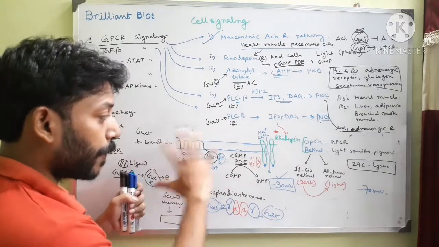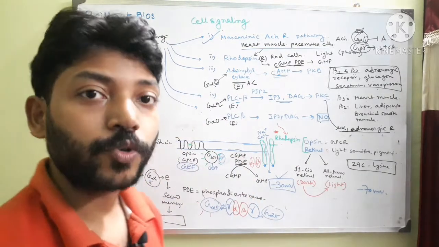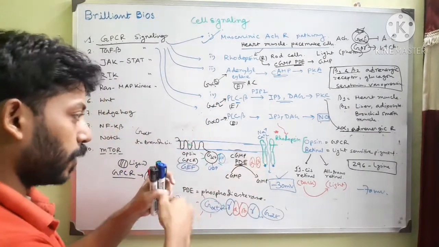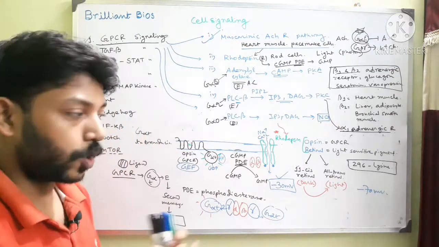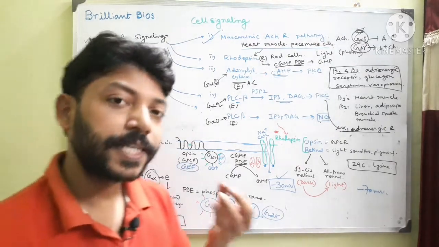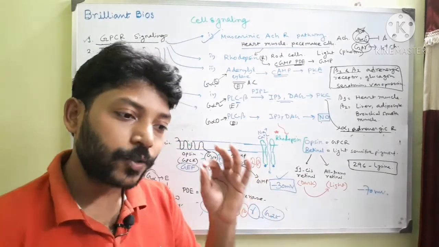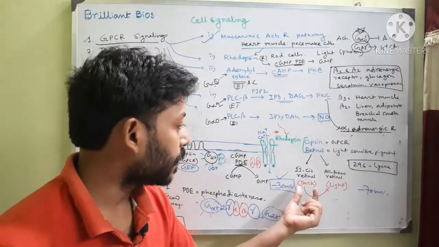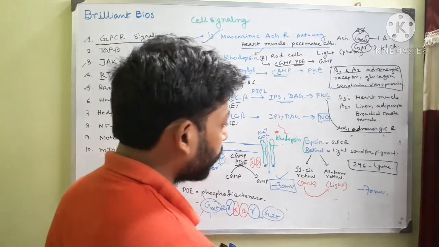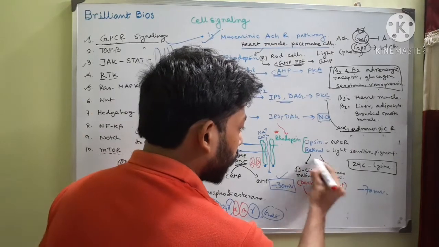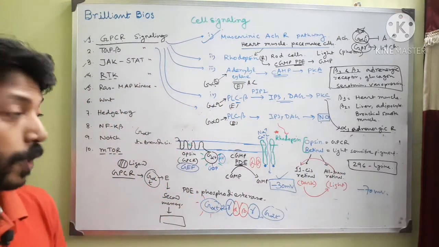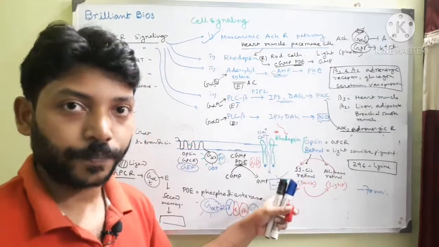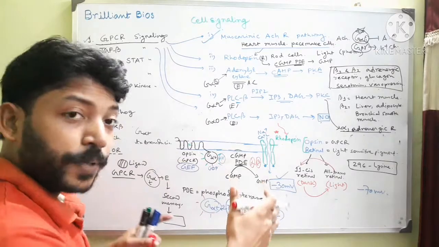But how does this mechanism stop? Because this is called visual adaptation. When light falls, this mechanism should recover itself, because it has been seen that a single photon can activate this mechanism, and it takes only 50 milliseconds to complete this cycle. That means 11 cis retinol becomes all trans retinol, and then it becomes 11 cis retinol again, because then it can receive another photon. So this should be stopped.